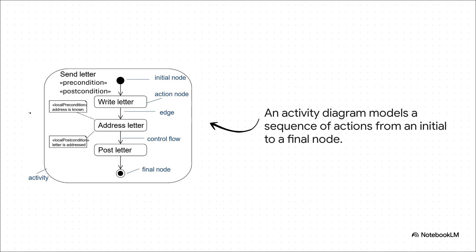In this send letter activity, you see the initial node. That solid black circle, that's where everything begins. The flow then moves along these arrows, called control flow edges, through the different actions like write letter, and it all concludes at the final node.